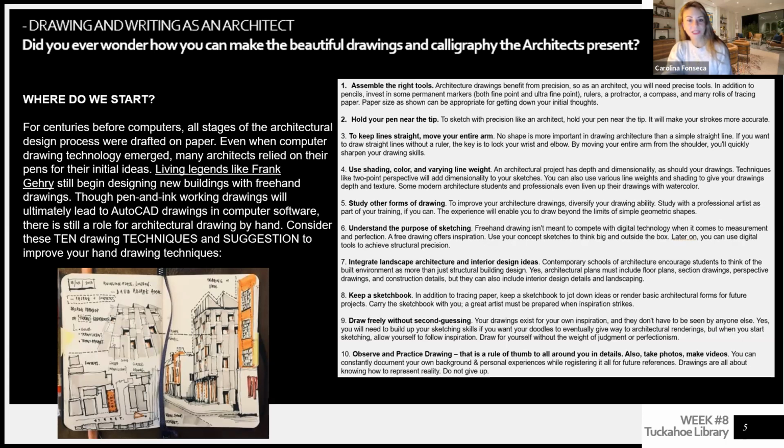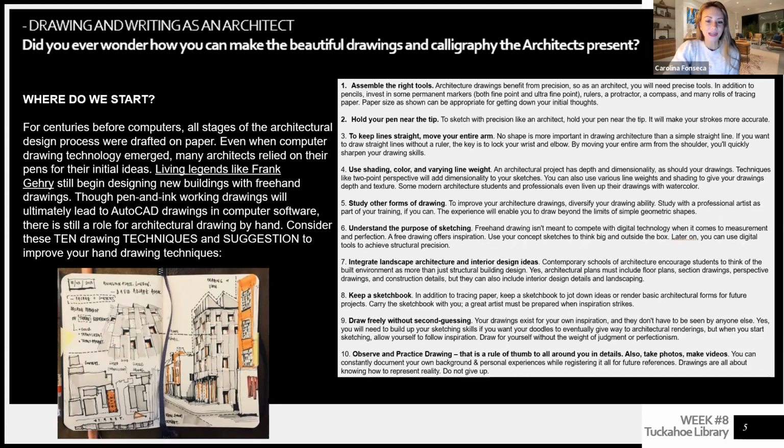Number 3, to keep lines straight, you should move your entire arm. So that's how you're going to create the shapes. No shape is more important in drawing architecture than a simple straight line. And if you want to draw straight lines without a ruler, the key is to lock your wrist and elbow. By moving your entire arm from the shoulder, you will quickly sharpen your drawing skills.